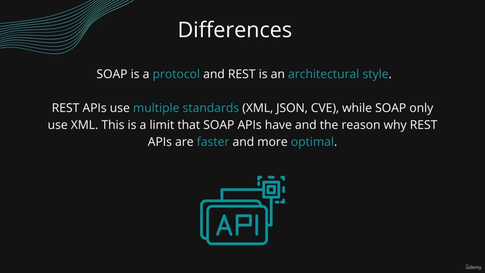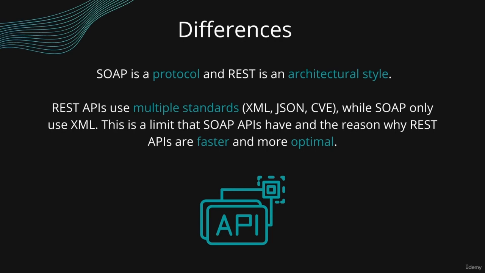Furthermore, REST APIs use multiple standards like HTTP, JSON, URL, CSV, and XML. Even though JSON would be preferred, you can use what you are most comfortable with. SOAP APIs, on the other hand, are largely based on HTTP and only XML for data transferring.